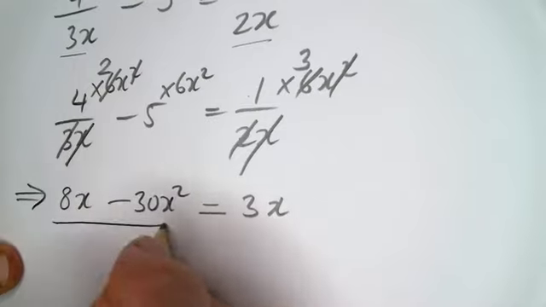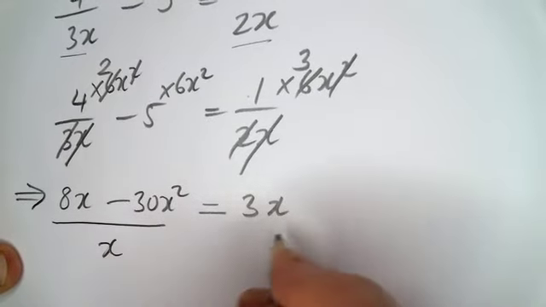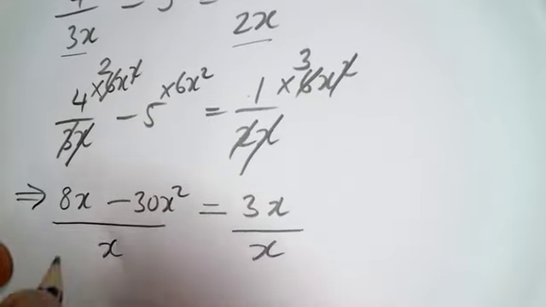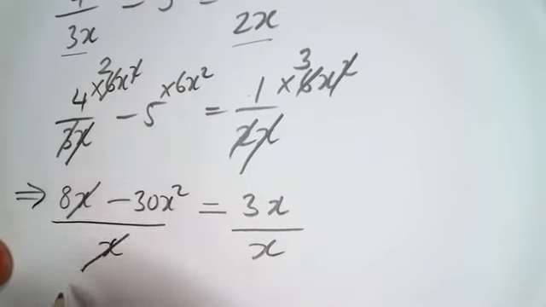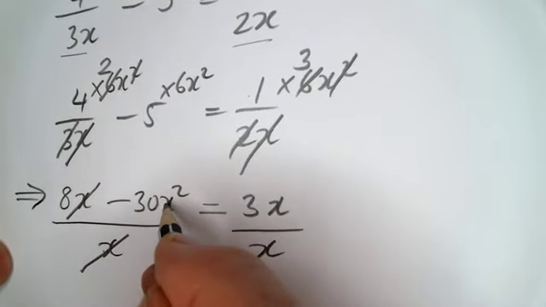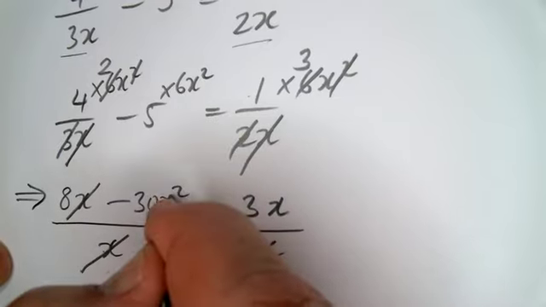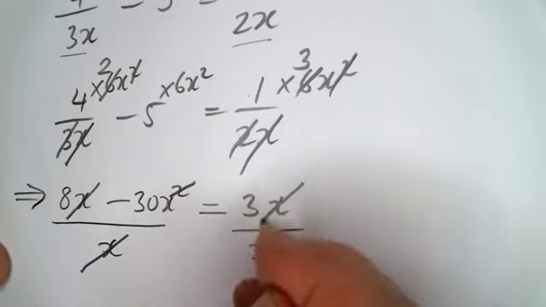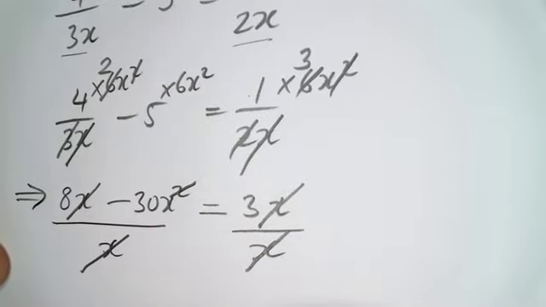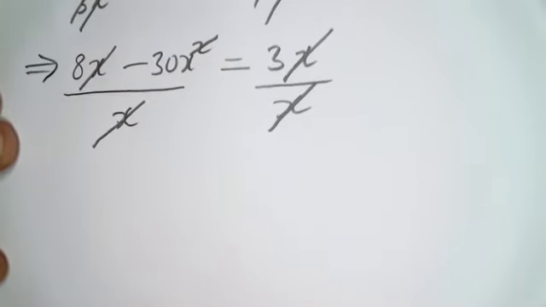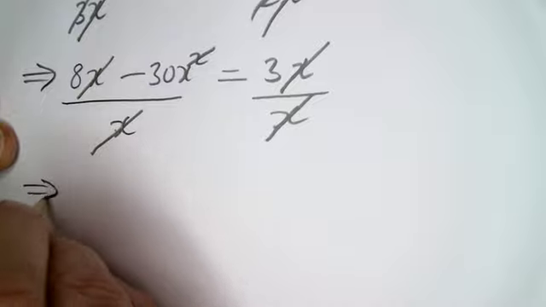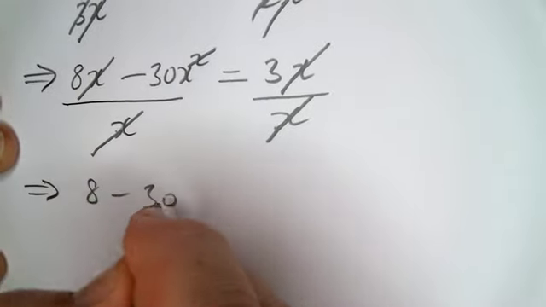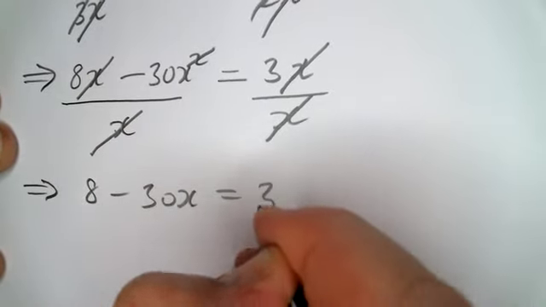So let's just do that. Write a long vinculum, divide by x, divide by x. x divided by x is 1. 1 times 8 is 8. x into 30x squared, I'm just going to take one of the x's off there, leaving me with negative 30x. So x divided by x is 1, and 3 times 1 is 3. So where does that leave me now? Well, let's take a look. I've got 8 minus 30x is equal to 3.